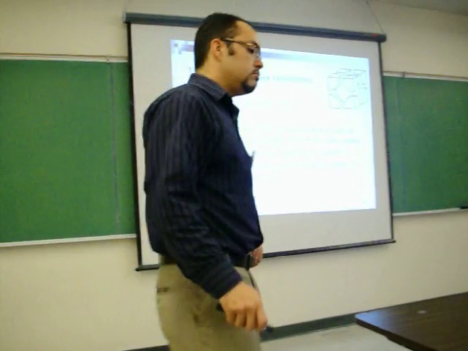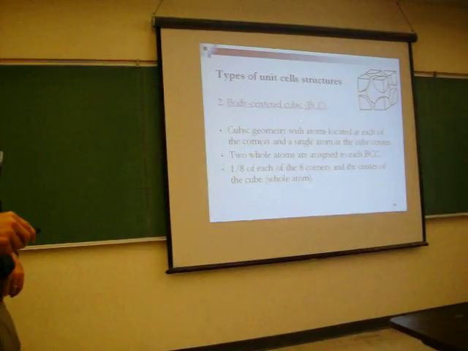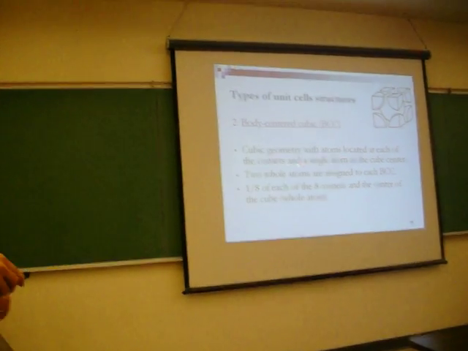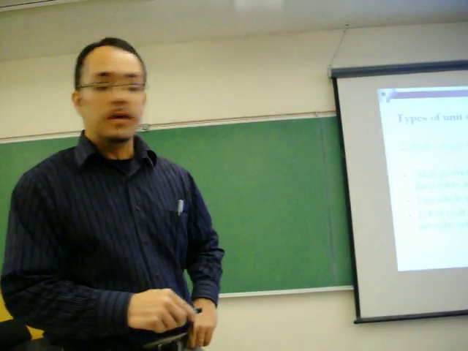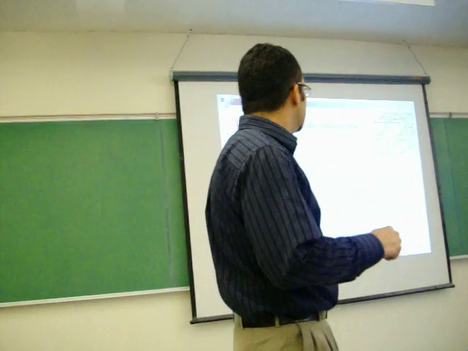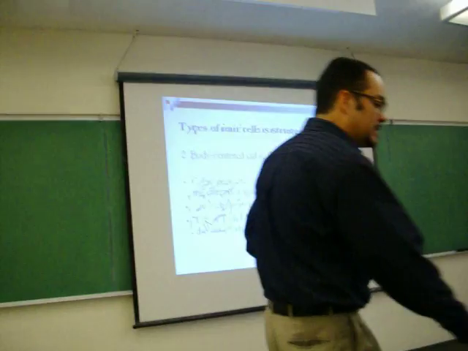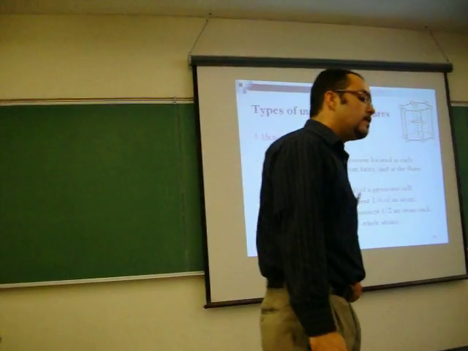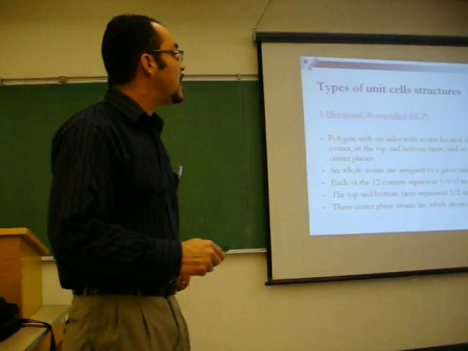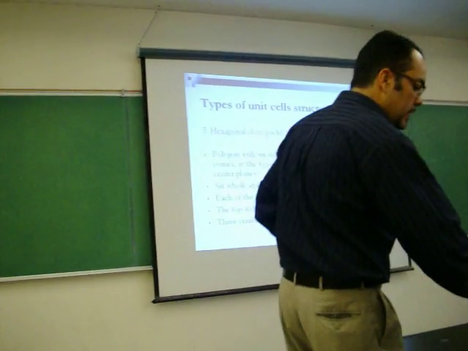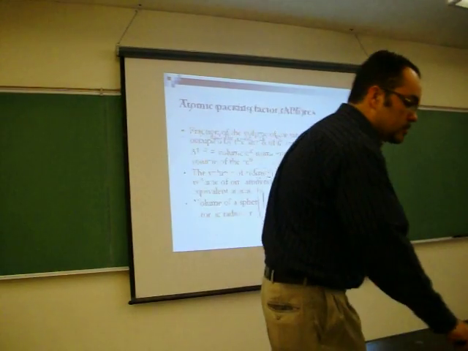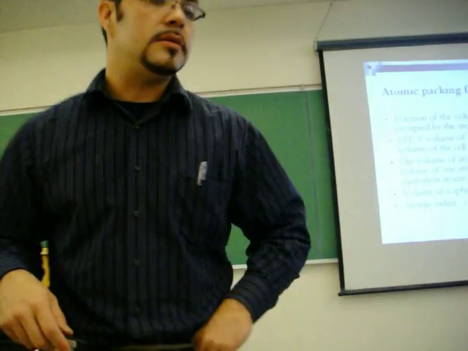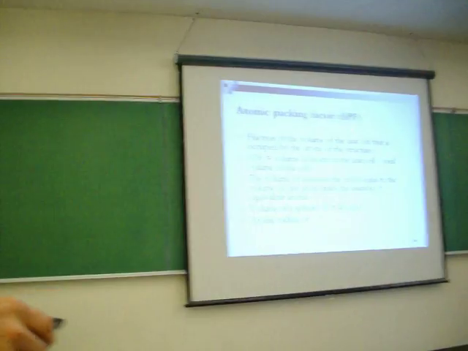It's very simple. We have body-centered cubic, BCC. In this case, the atoms are located at each of the corners, and a single atom is at the cube center. And this is another example of that. And finally, we have hexagonal close-packed, this type of array. I don't care much about it, so don't be scared about it. This is a very important thing, and we are going to calculate that: atomic packing factor, APF.